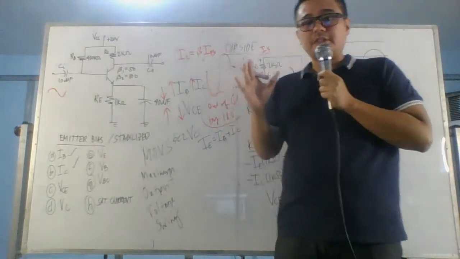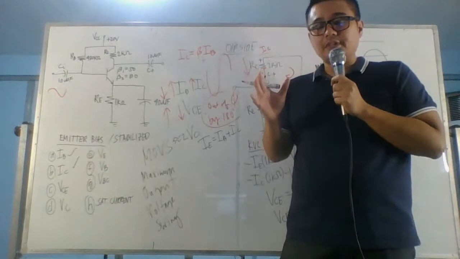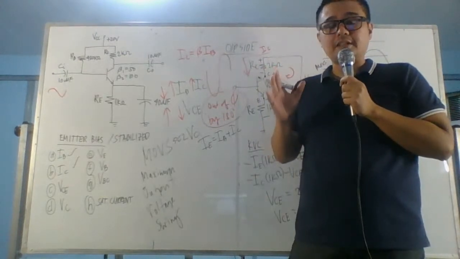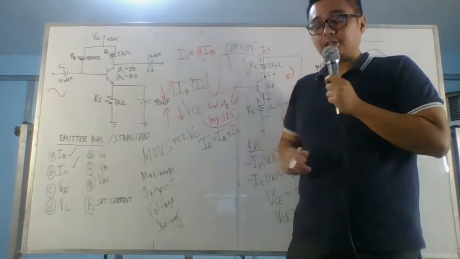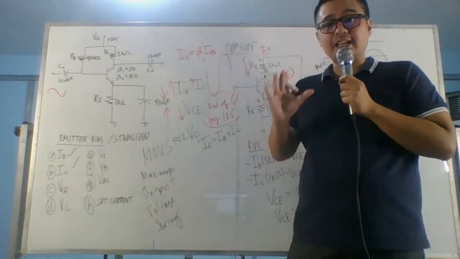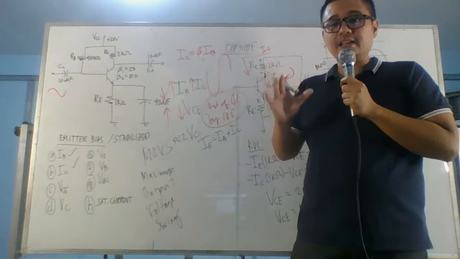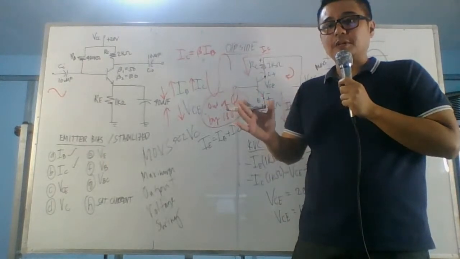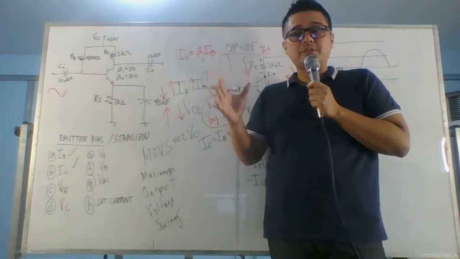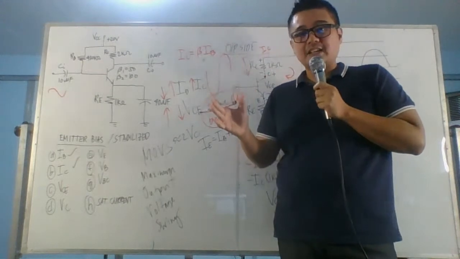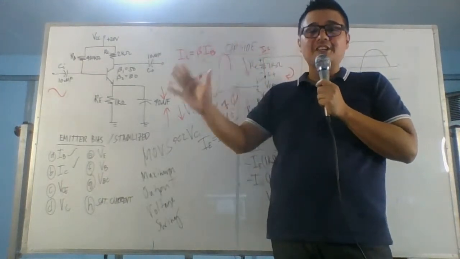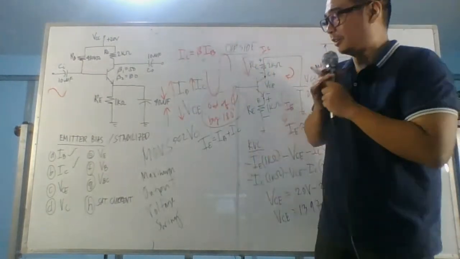The input voltage in a common emitter is out of phase by 180 degrees compared to the output. Laging ganon sa common emitter. But sa common base, in phase. Okay? So, the input is in phase with the output sa common base. How about sa common collector? Sa kanayon, kapag dating natin sa common collector.